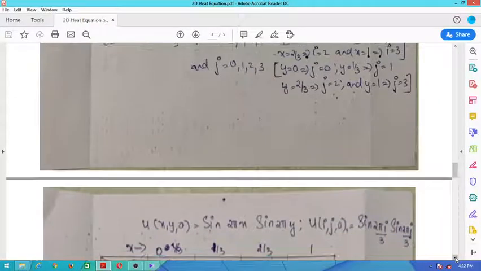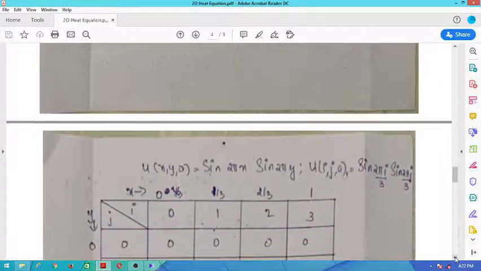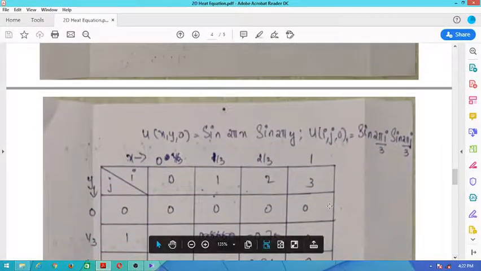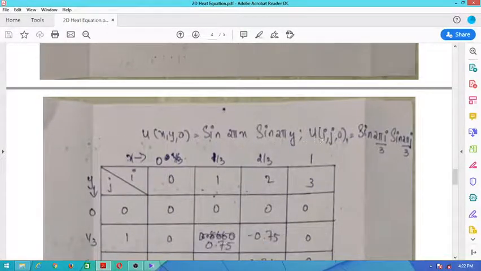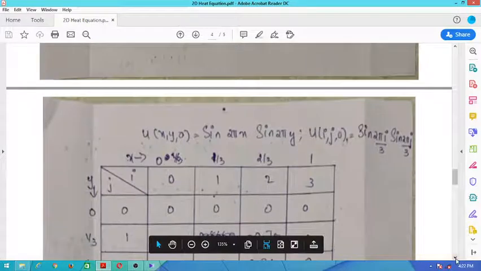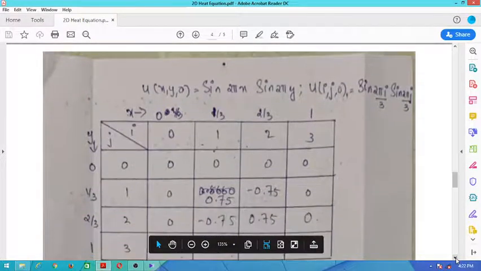In the problem it is given that u of x, y, 0, that is the value of u when t equal to 0, is given by sin 2 pi x into sin 2 pi y. Or if we write it in the ij notation, u_ij0 is equal to sin 2 pi i by 3 into sin 2 pi j divided by 3. Let us calculate the value of u at each mesh point in the nth plane.